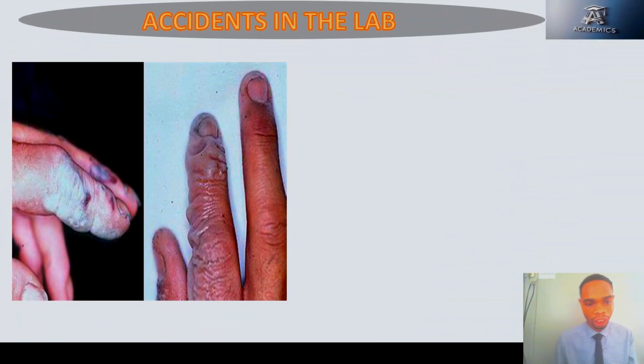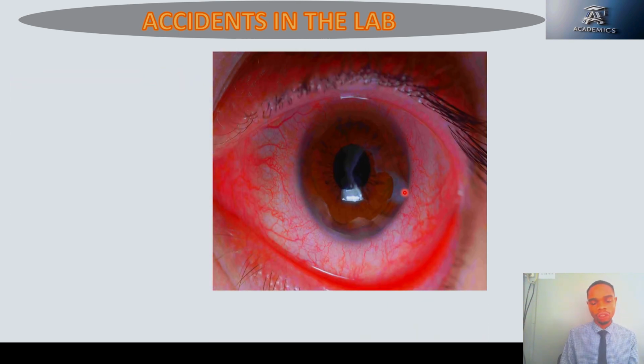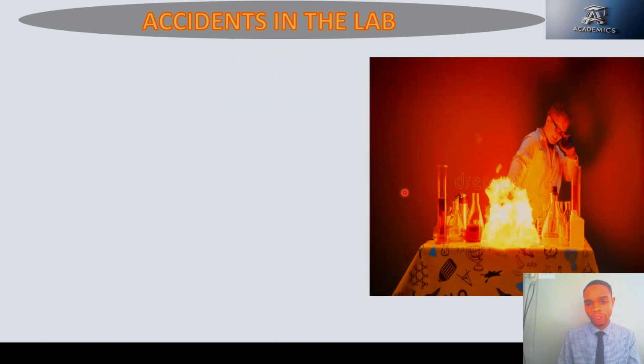Okay, some of the accidents in the laboratory you can find. One, this is irritation of the hand. That is when you mistakenly handle a chemical and things splash on you. You can get a chemical burn, which is also irritation of the hand. It can also cause chemical eye burn, and this can lead to blindness or permanent damage of the eyes. You have to be very, very careful if you are working in the laboratory. It can also cause a fire outbreak if you are not careful.